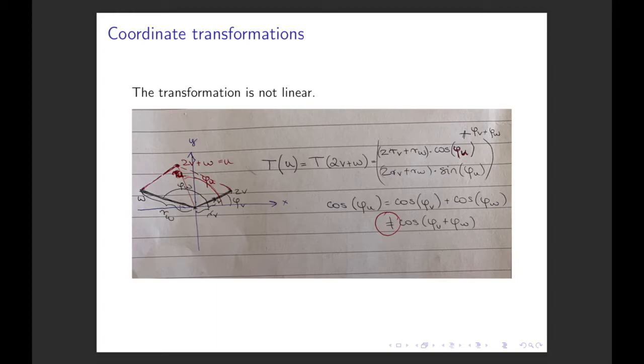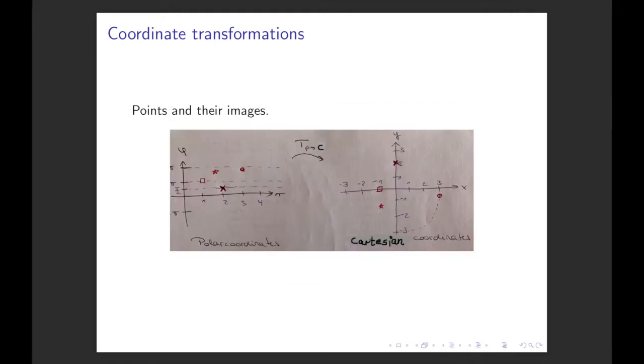The second difference, but we will see that in a few slides, is that we're not going from R2 to R2 actually. So let's first look at where the points and their images are with respect to the coordinate transform from the polar coordinates to the Cartesian coordinates. Let's look at a few example points.